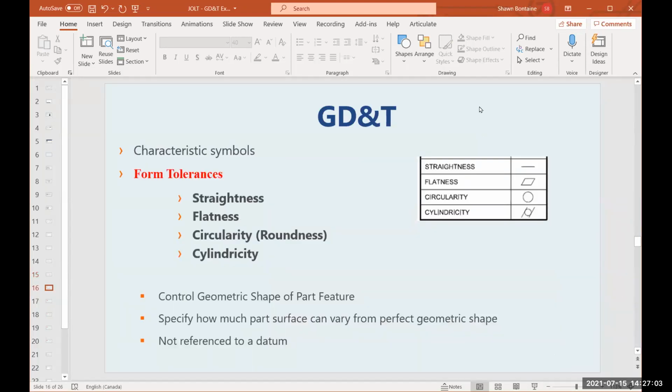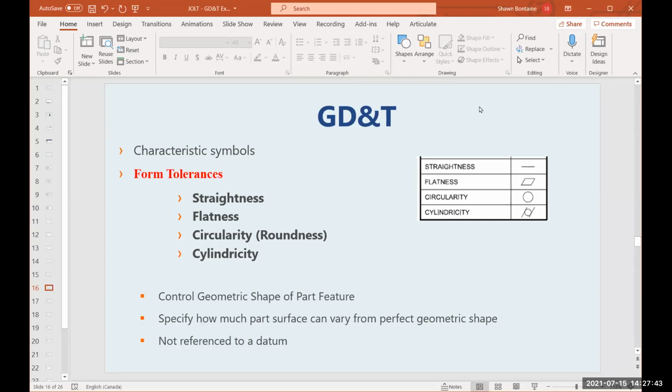So if we talk a little bit about these, when it comes to our form tolerances, our first grouping of tolerances, as I mentioned, straightness, flatness, circularity, or often you'll hear it referred to as roundness. And lastly, cylindricity. The form tolerances control the geometric shape of the part feature. They specify how much the part surface can vary from perfect geometric shape, and they're not referenced to a datum. And that's what makes the form tolerances stand out from all the rest, is they're not referenced to a datum. They're talking about the geometric shape of the actual part feature.